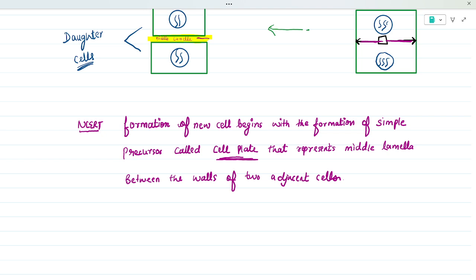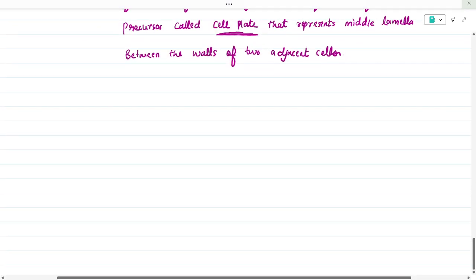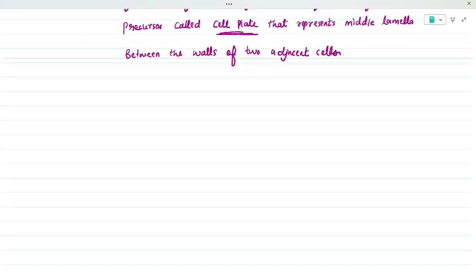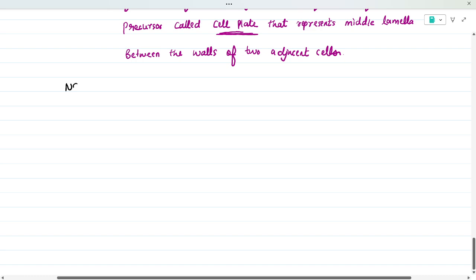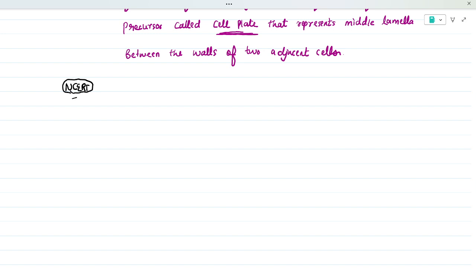So after cell division, all the cell organelles like mitochondria and plastids will eventually get distributed equally in the two daughter cells, right? Here is another NCERT line, which is a very important MCQ that can be asked in your NEET exam.